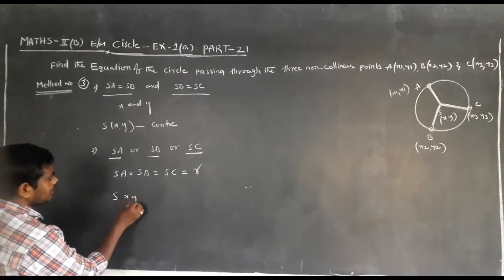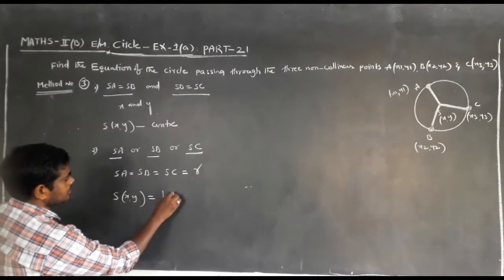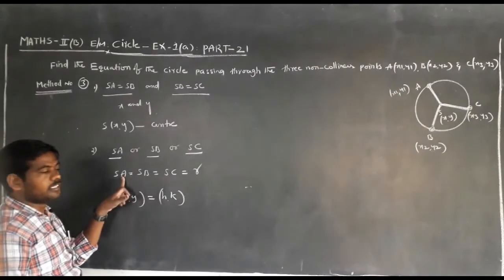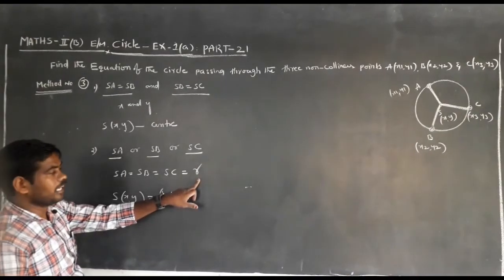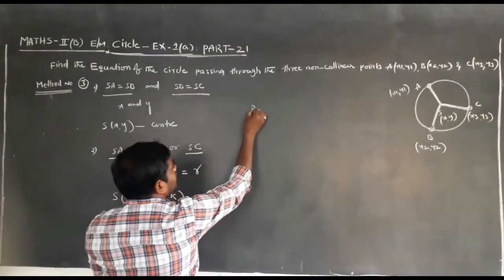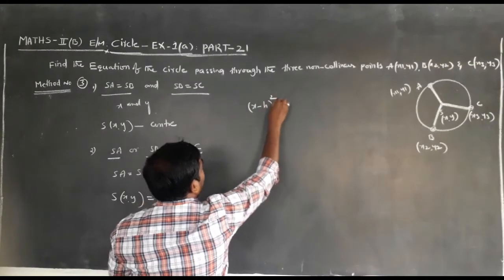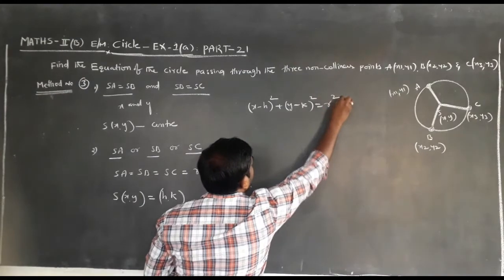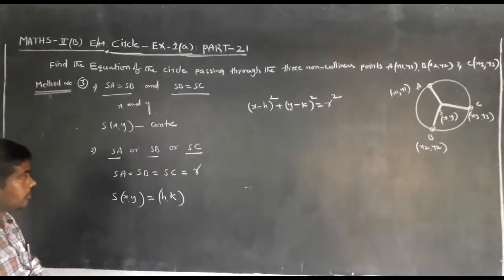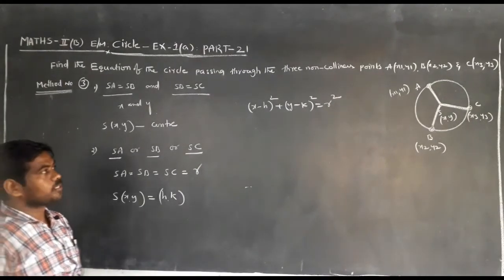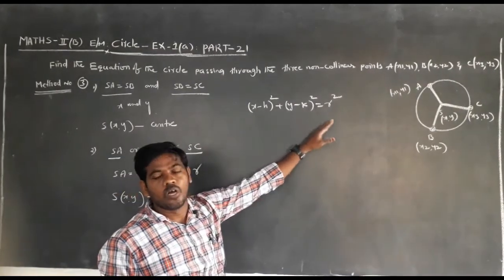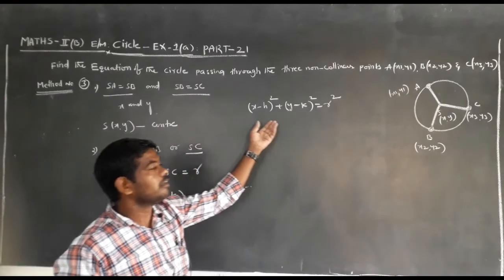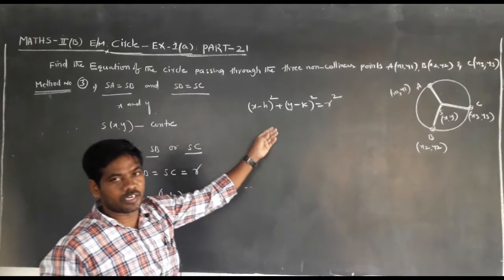Let S(x, y) be the center, and the distance from the center to any point on the circle is called the radius. The required equation of the circle is (x - h)² + (y - k)² = r². This is the required equation of the circle passing through the three non-collinear points.